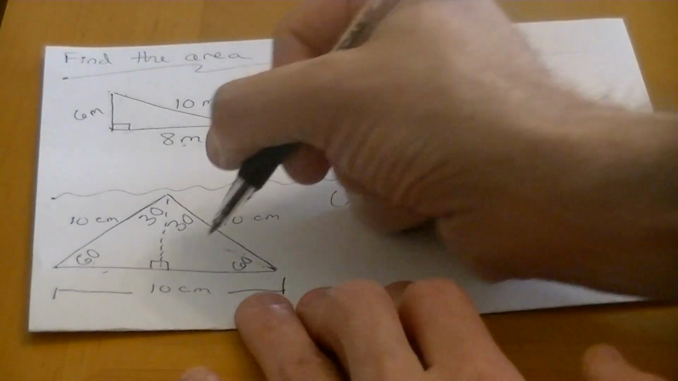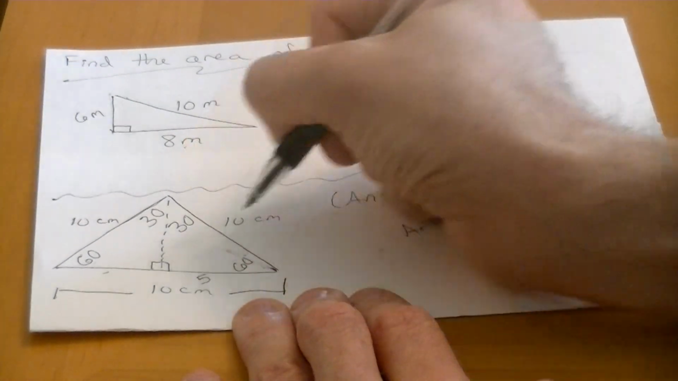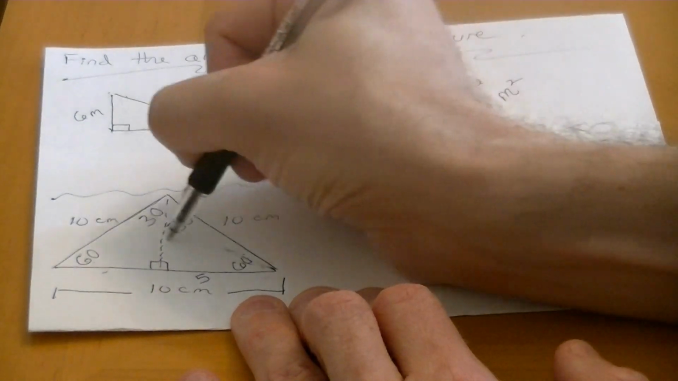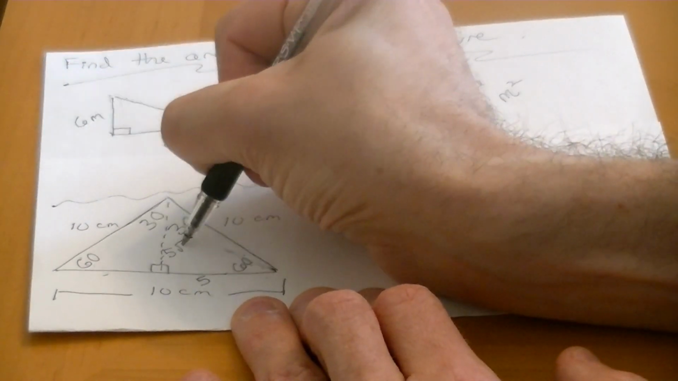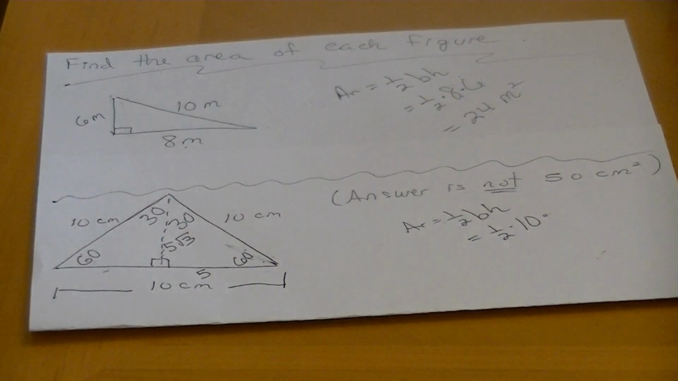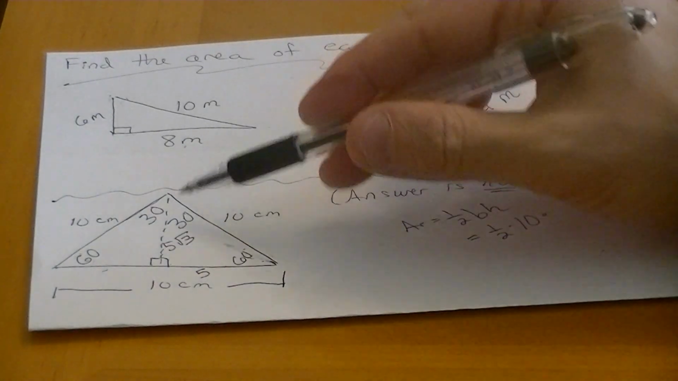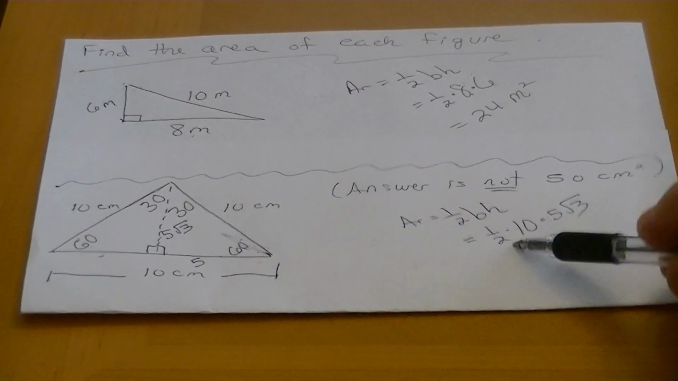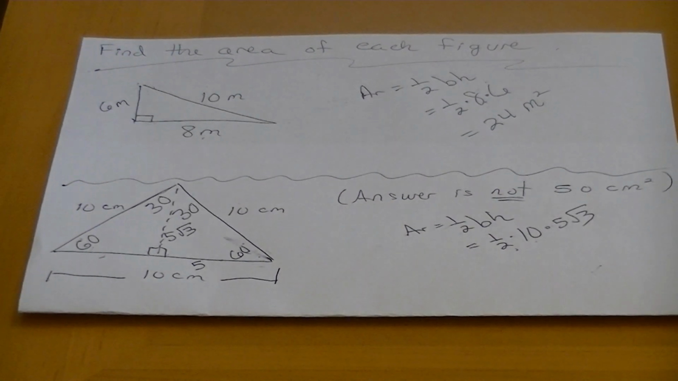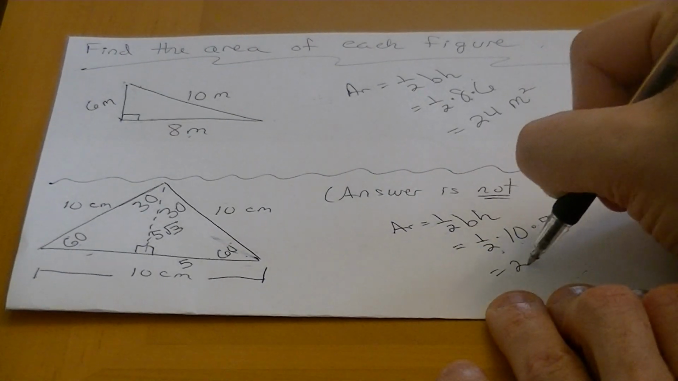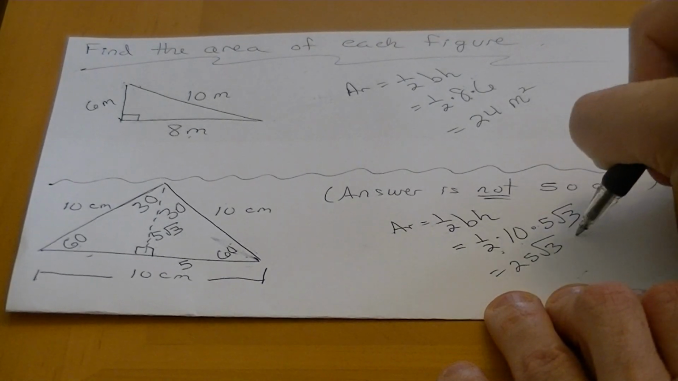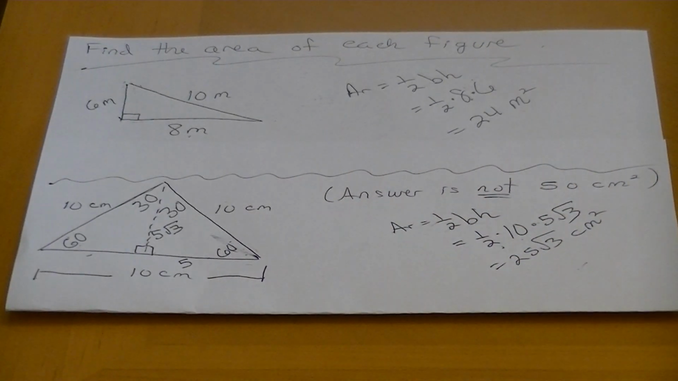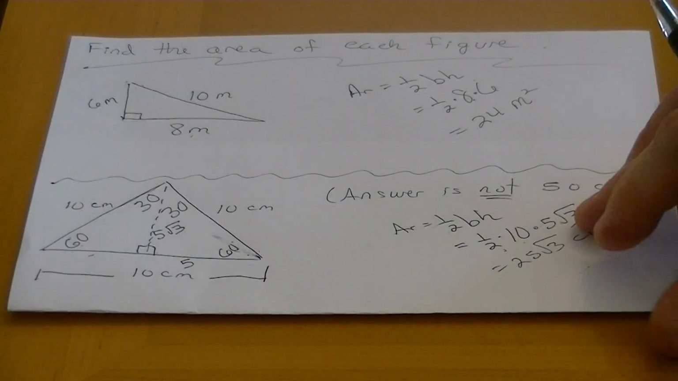Hypotenuse 10, short leg 5. If the short leg is 5, the long leg is 5√3. So there's the height, 5√3. So the answer is going to be 1/2 times 10 is 5, 5 times 5√3 is 25√3 centimeters squared. All right, you can rewind that if you need to.